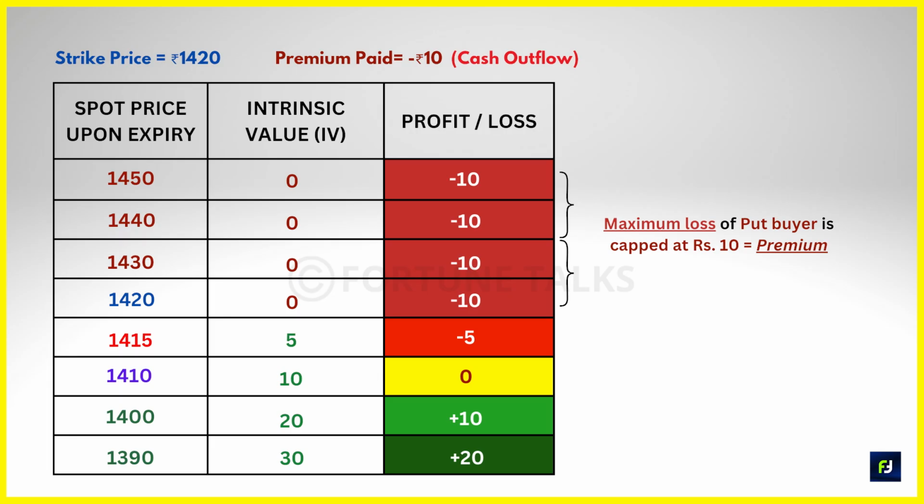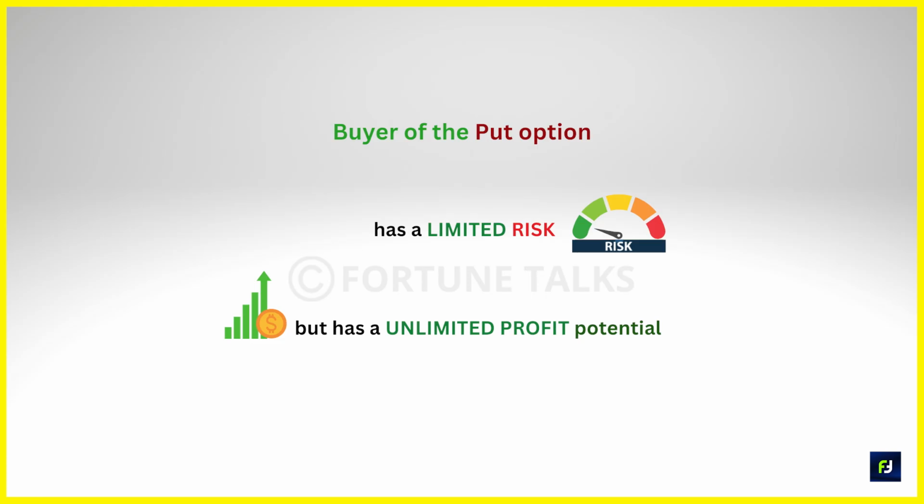The second observation is that the profits from the put option seem to increase exponentially as and when the Airtel stock starts to decline below the strike price of 1420. In other words, buy a put option only when you are bearish about the underlying. From these two observations, it is fair for us to say that the buyer of the put option has a limited risk but has a potential to make an unlimited profit.